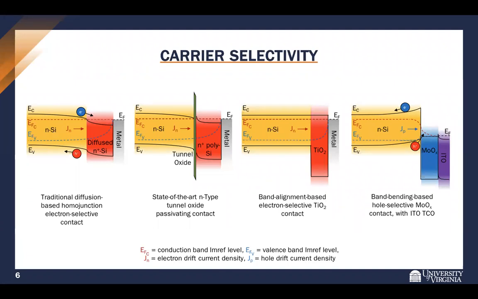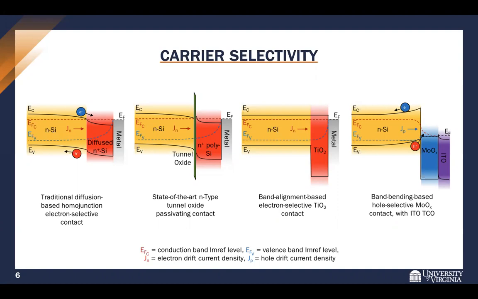Next to that is a band alignment-based electron selective contact. This presents a large barrier for the holes from reaching the contact based on the work function alignment of the TiO2 with the silicon absorber, but electrons will have an easy time flowing towards that metal contact.